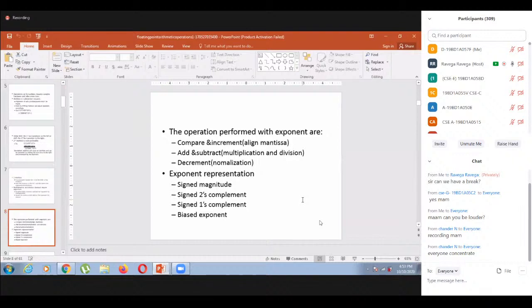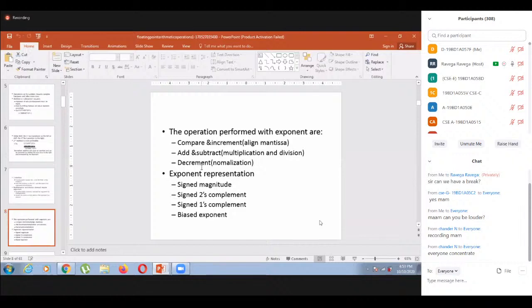Addition and subtraction is compare or increment: compare and increment the alignment of the mantissas. Coming to the multiplication and division, you can perform the add or subtract operations. Coming to the normalization, how to perform the normalization? The normalization is performed by decrementing or incrementing the exponent values.